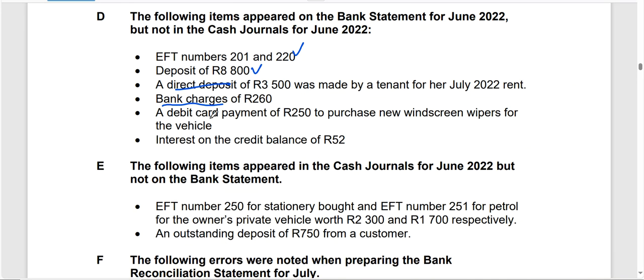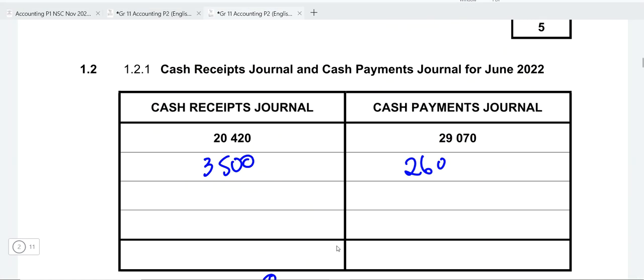They are saying that a debit card payment of 250 to purchase new windscreen wipers for the vehicle. Now you see how important it is for you to differentiate between debit card and credit card, because once you buy using a credit card, we won't include that in the CPJ because you are not physically taking out money for this month. Okay, but here they're talking about a debit card, which means the money is deducted immediately when I buy. So this 250 is supposed to go to our CPJ, so the 250 will come this side, and then we are done with that transaction.